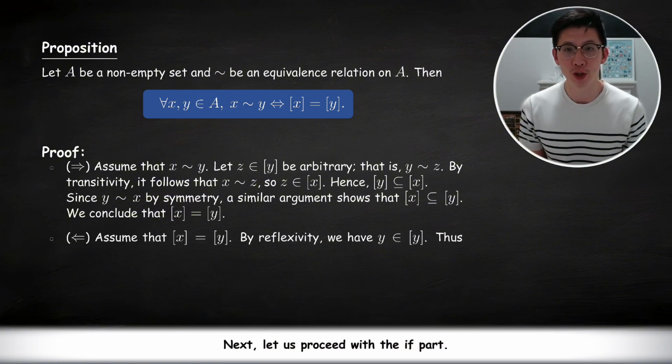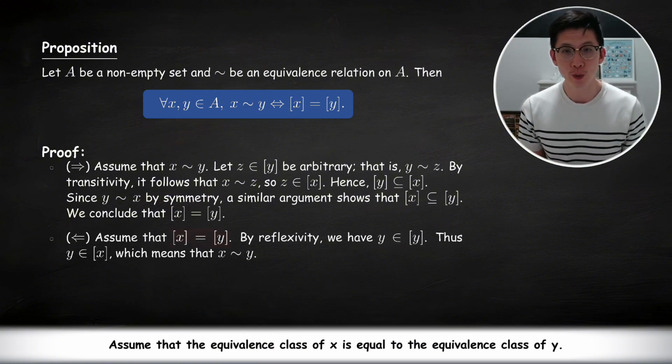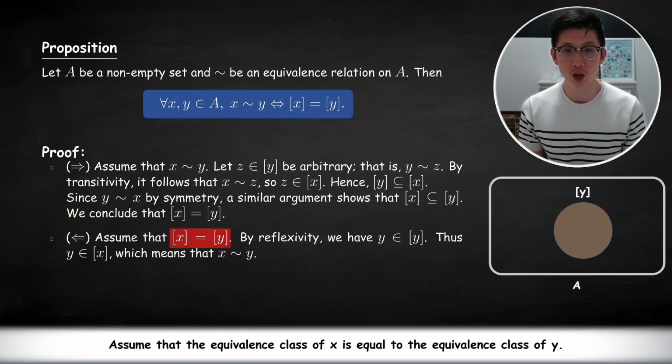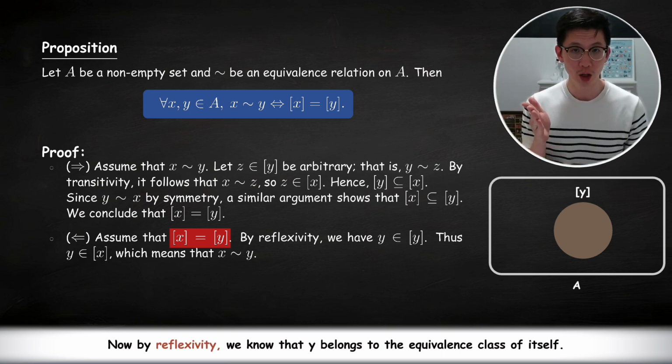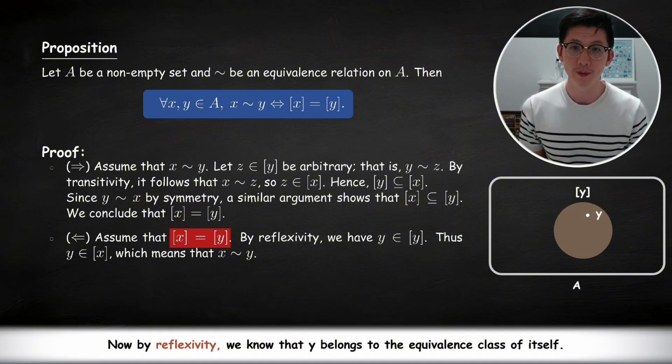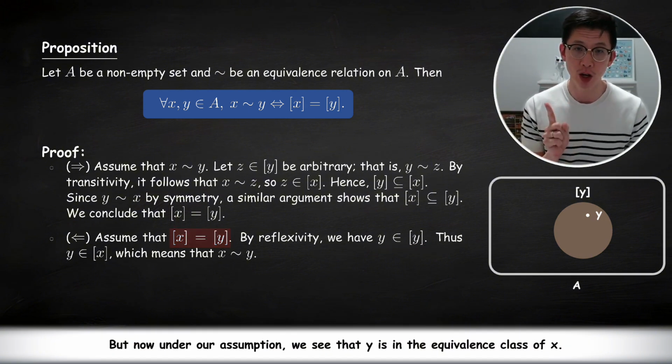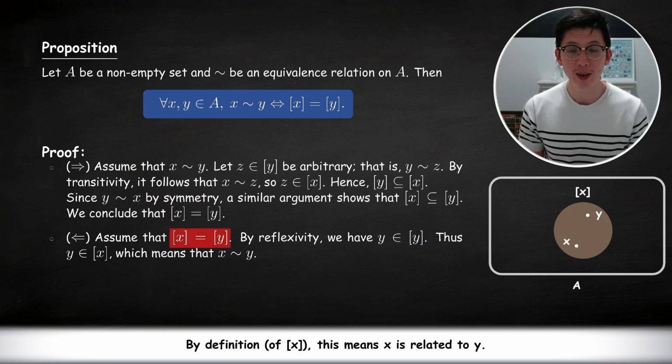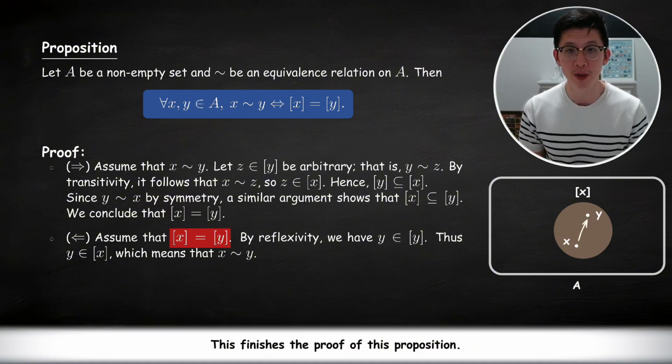Next, let us proceed with the if part. Assume that the equivalence class of x is equal to the equivalence class of y. Now, by reflexivity, we know that y belongs to the equivalence class of itself. But now, under our assumption, we see that y is in the equivalence class of x. And by definition, this means x is related to y. This finishes the proof of this proposition.